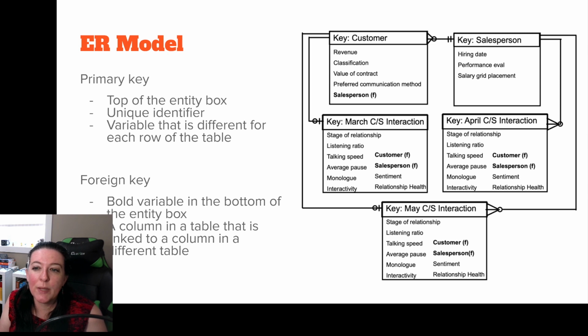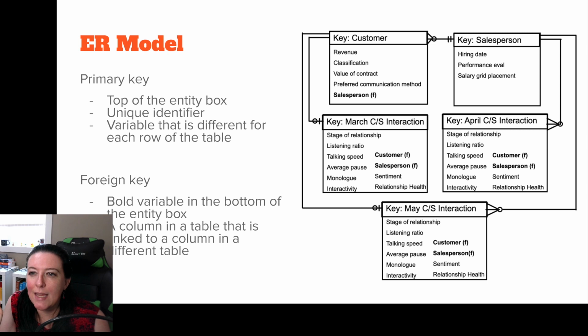All right, so in our other videos, we looked at our customer relationship management database, and we had information about the customers, we had information about the salespeople, we had information about March interactions between the customer and the salesperson, April interactions, and May interactions. So what you see here is 5 boxes. Those boxes each represent a table of data. One is a table about the customer, one's a table about the salespeople, one is about the March interactions, one's the April interactions.